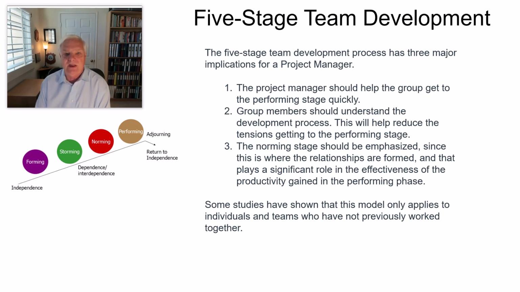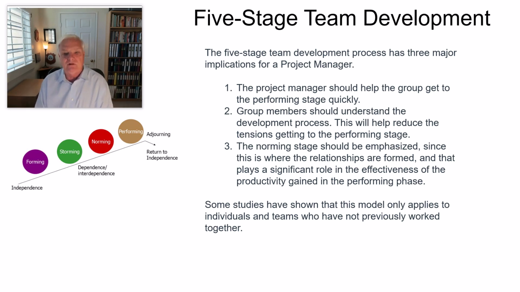So the 5-stage team development process has 3 major implications for a project manager. So these are the 4 that we talked about with adjourning, okay? But the project manager should help the group get the performing stage up and running as quickly as possible. That is what the project manager is responsible for: the effectiveness and the efficiency of the project, of the people, of the resources. That is one of their tasks.